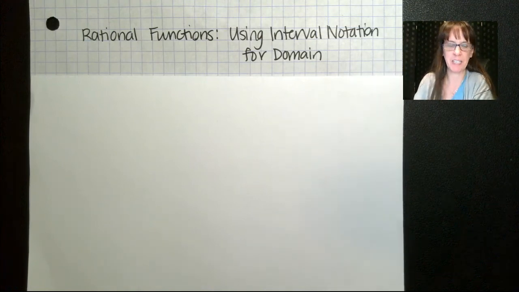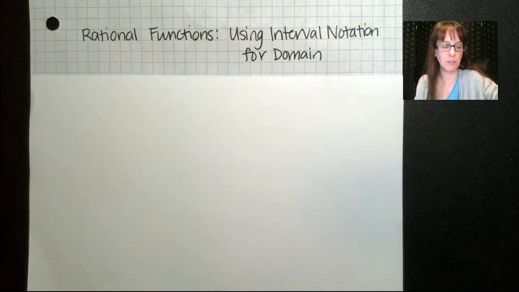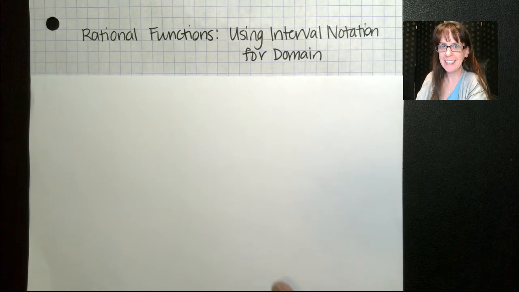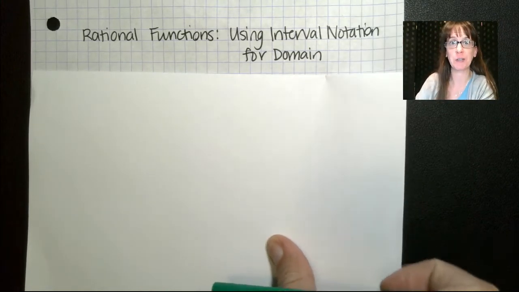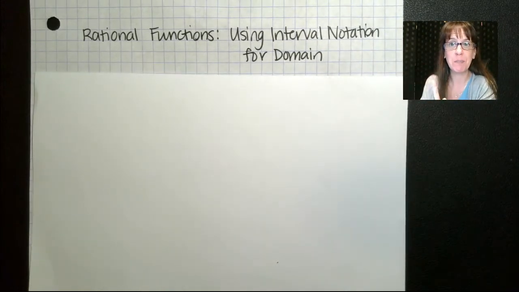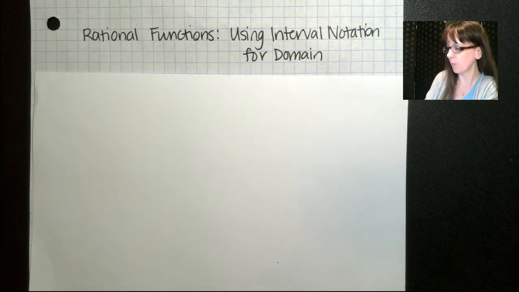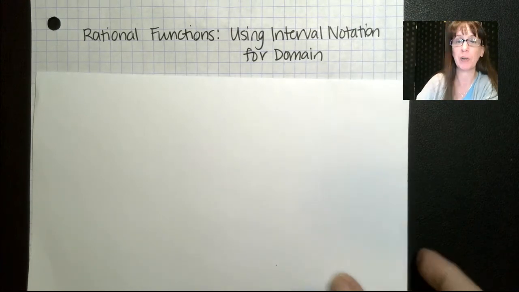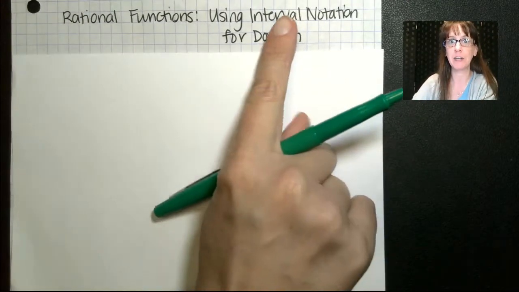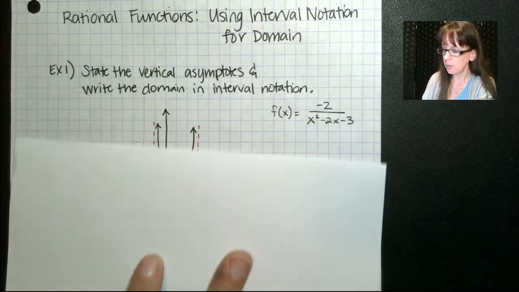Hi friends, today we're talking about rational functions and using interval notation to find domain. So here we go. Grab your notebook, you're going to want to write this down. Remember, domain just means x. So we're looking on our x-axis to see what activity is happening there and then reporting that back in terms of interval notation. So let's take a look at this one.